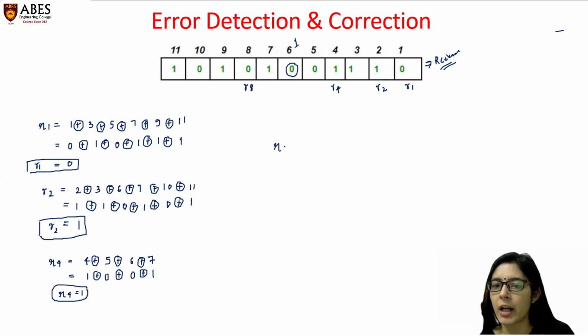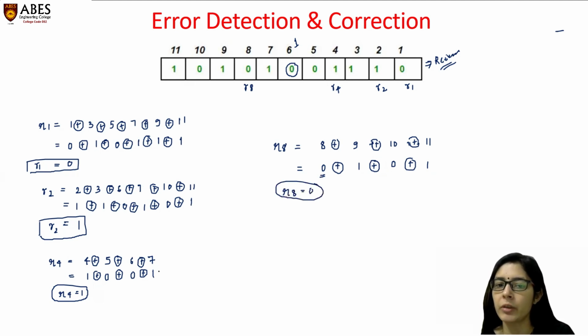Next we need to calculate R8 as well. So we'll start with 8, we'll take 8, 9, 10, and 11. The value at location 8 is 0, the bit at location 9 is 1, at location 10 it is 0, at location 11 it is 1. So the number of ones is already even, which means R8 is also correct. So R8 should be 0.